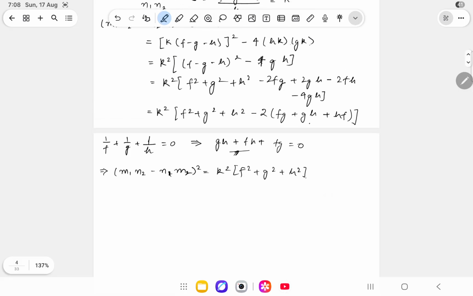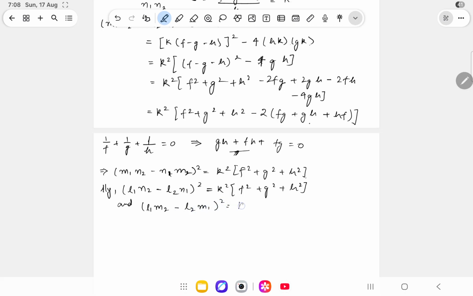Now likewise, we can calculate L1 N2 minus L2 N1 whole square, which will also be equivalent to f square plus g square plus h square, and L1 M2 minus L2 M1 whole square, which will also be equal to this same thing, f square plus g square plus h square.